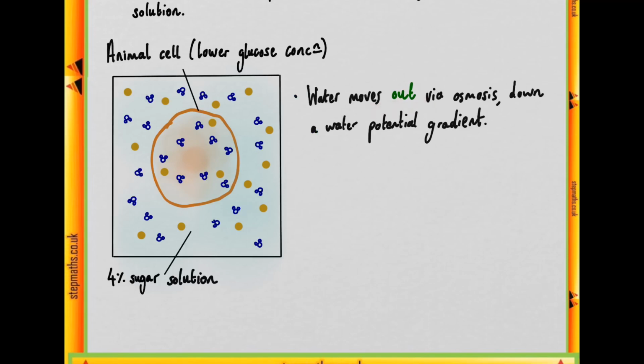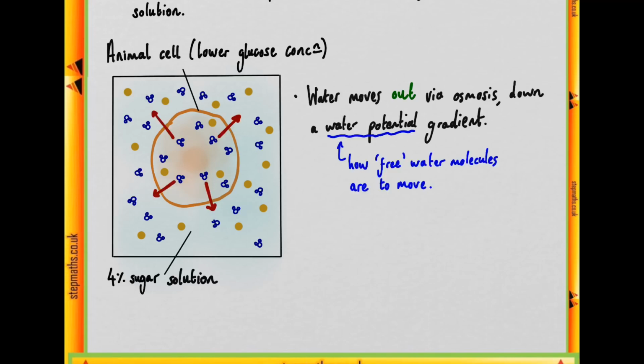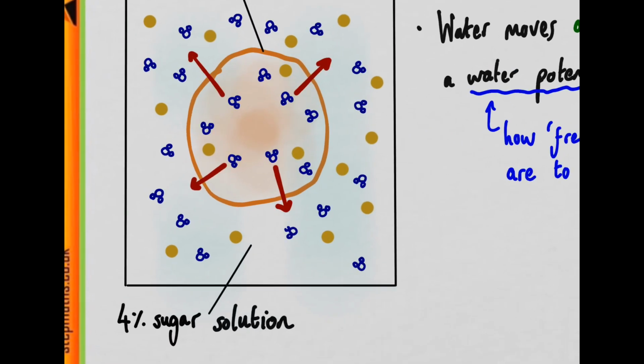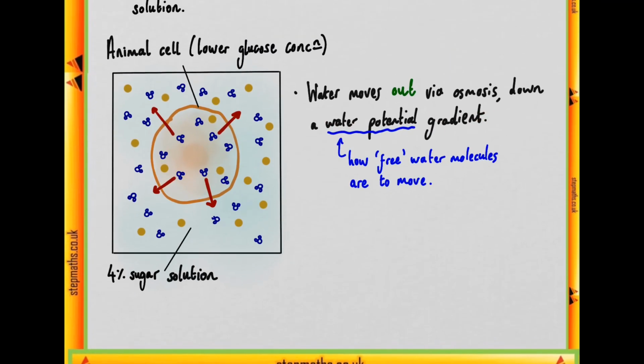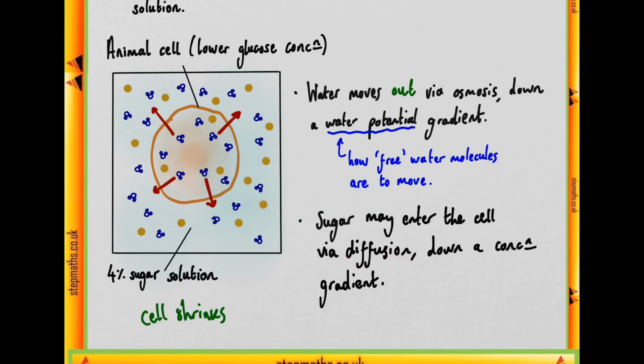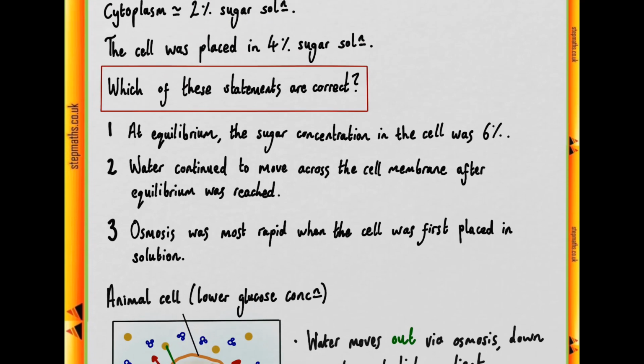Water will move out of the cell via osmosis, down a water potential gradient. And water potential means how free water molecules are to move. So naturally, in the more concentrated solution, the water molecules' movement is more impeded by these solutes, whereas in the more dilute cell, there's a higher water potential. So there's movement down that potential across a semi-permeable membrane. Also, it's worth noting that since there's a higher concentration of sugar on the outside than on the inside, there might be some diffusion of the sugar into the cell. Okay, so that's what we can glean would happen from the information. Let's look at our statements.